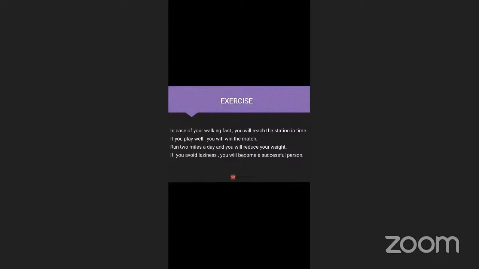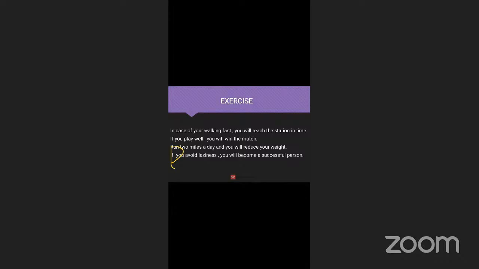If you avoid laziness, you will become a successful person. What kind of sentence is it? Whether it is a simple, complex or compound? Yes, if is used. So it is a complex sentence.